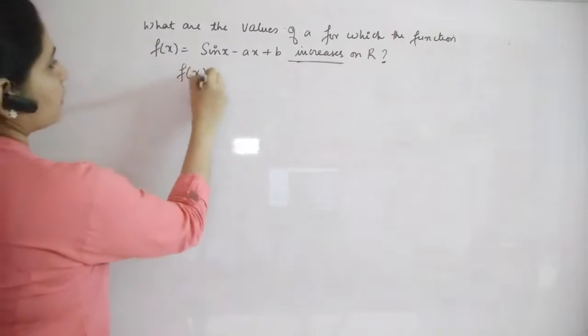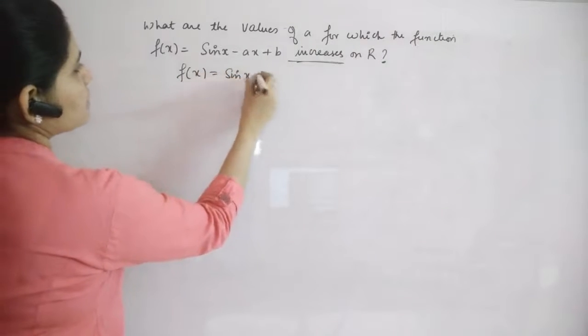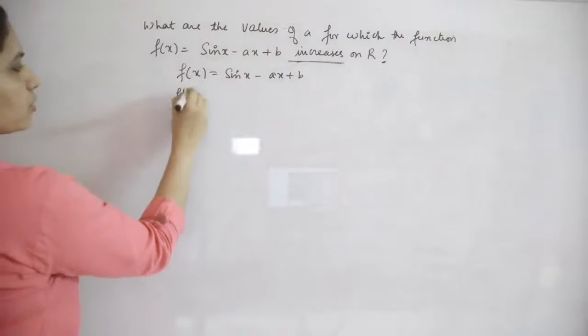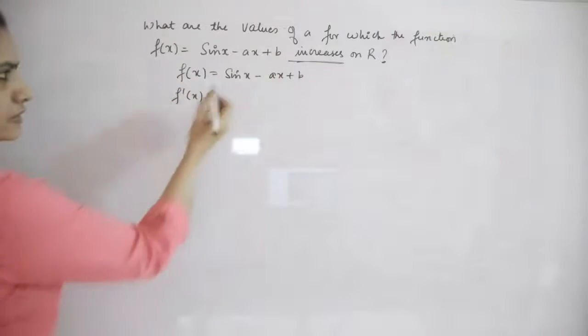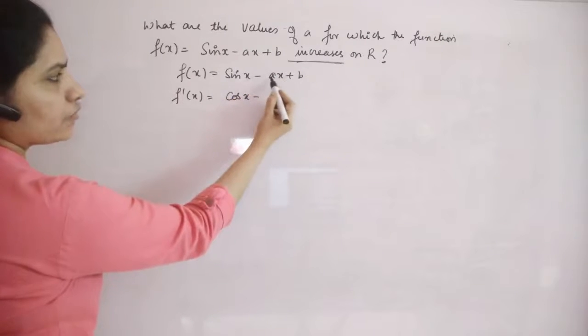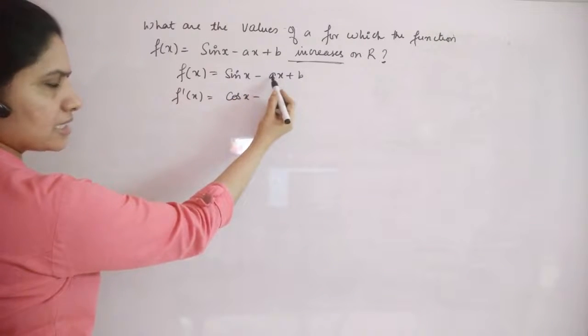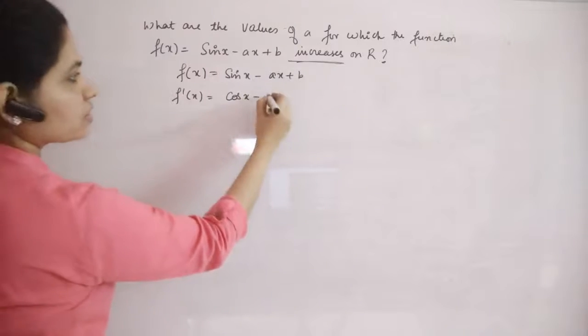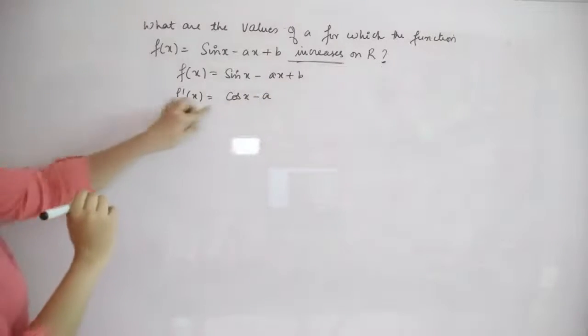First, we write f of x, which is sin x minus ax plus b. Now we will find its derivative. So sin x will give you the derivative cos x, minus the derivative of ax. Here a is a constant, the derivative of x is 1, and the derivative of b is 0. So you will get only minus a. So this is your f dashed of x.